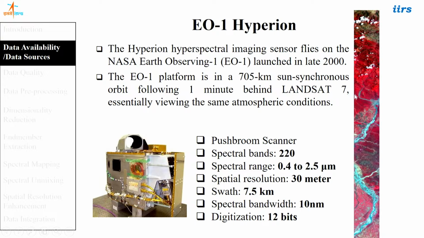So this is one of the Hyperion sensors, and this is the Hyperion data of the Rishikesh area. The subsetted part of this area image, I have shown you in the earlier image.